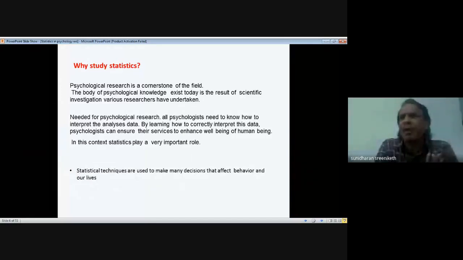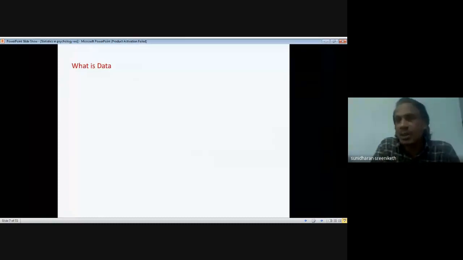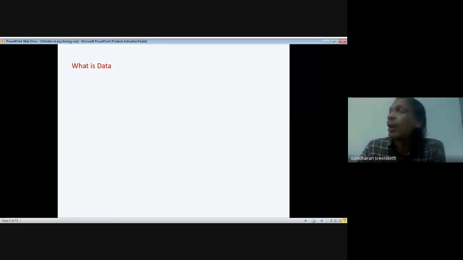And in a psychological way, we can say that statistical techniques are used to make many decisions that affect the behavior and experience of our lives. This technique is used to make a decision. We come to a conclusion, or a psychologist makes an inference about various aspects of the behavior, mental process, and experience of the individual using different kinds of statistical techniques. In this way we can say that statistics is very important for the psychology field. In almost all fields of psychology, statistical techniques are used to analyze and interpret different kinds of data.